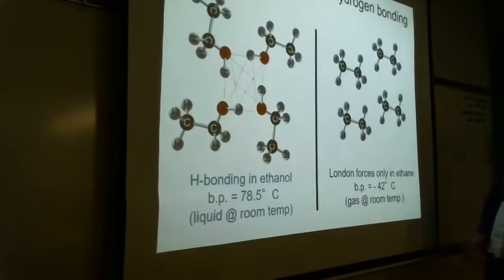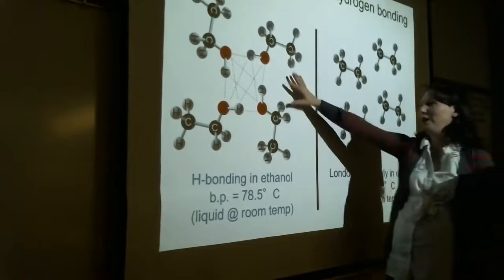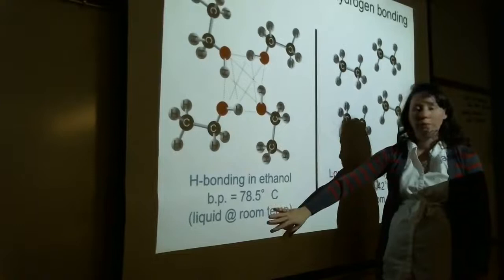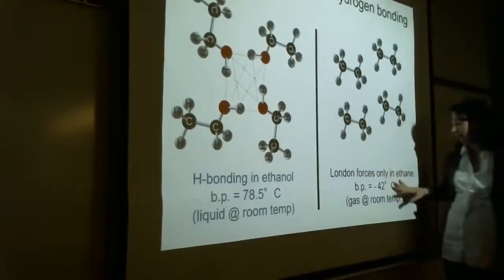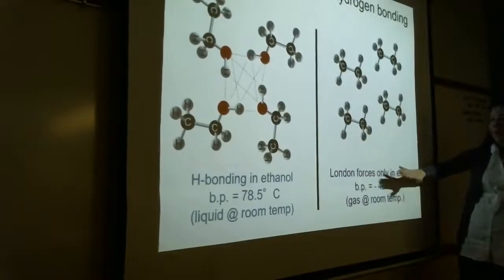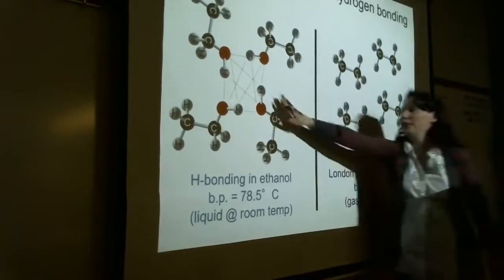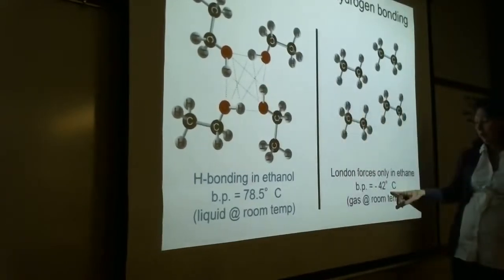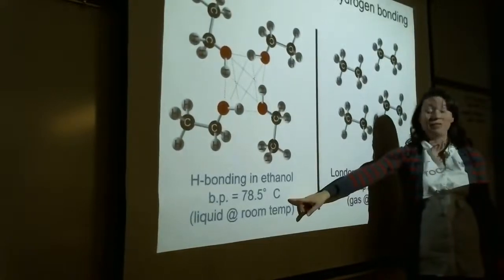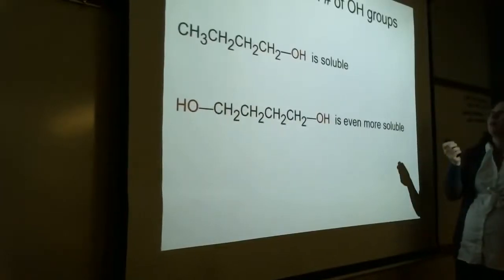So here are two examples I just made up. Hydrogen bonding in ethanol: there's its boiling point at 78.5. It's a liquid at room temperature. Here's ethane, which has London forces only. If you're comparing ethanol to ethane, ethane is just where you yank off this OH and put that hydrogen back. It's a gas at room temperature. It boils at -42 versus 78.5. That's a humongous difference.